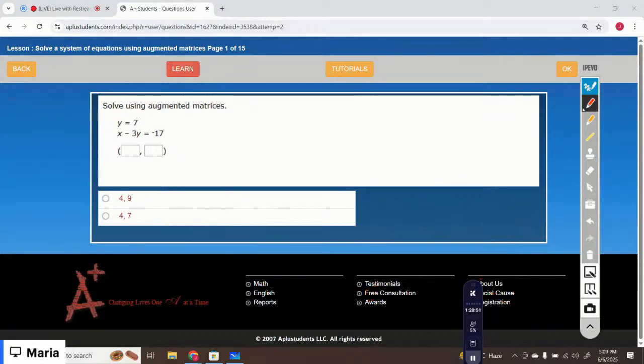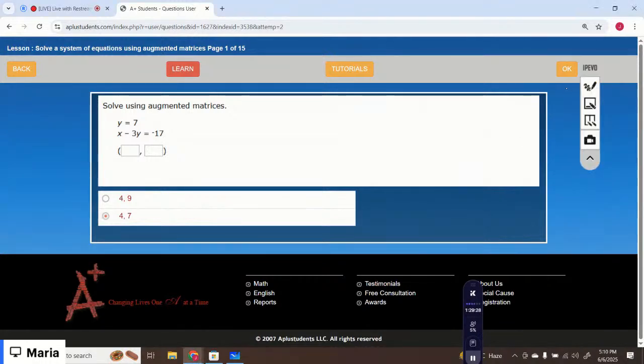Solve using the augmented matrices. So let's write down the augmented matrix. x is 0, y is 1 and 7. x is 1, y is -3 and 9. That's the same question we just did, right? Because I haven't selected the answer, it's the same question. That is 4 and 7, option number 1, correct answer.